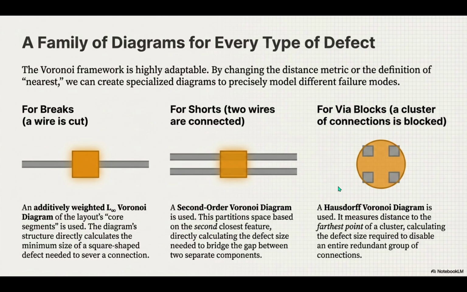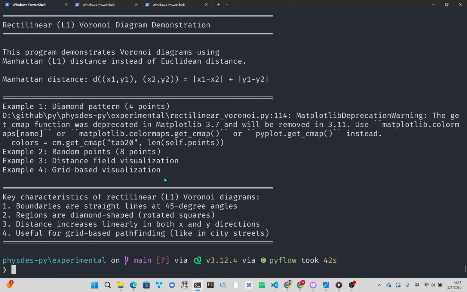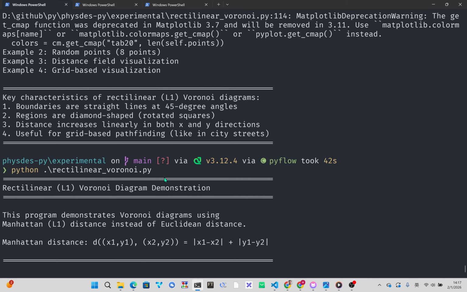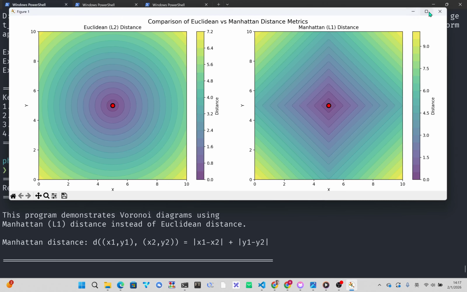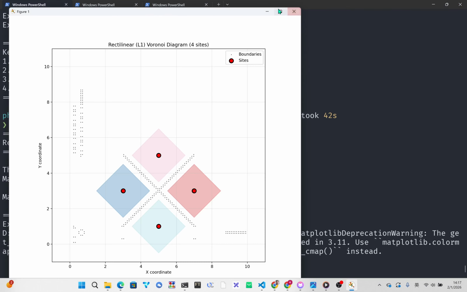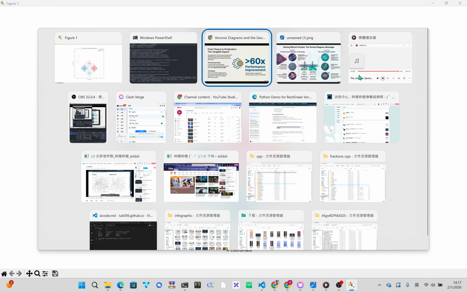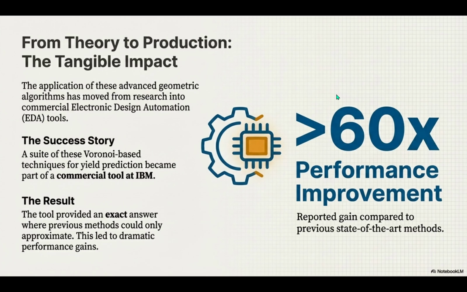When a suite of these Voronoi techniques was built into a commercial tool, the shift from approximation to exact geometry changed everything. What did that mean in practice? It meant that instead of an hour-long simulation giving you a guess, you got a definitive, exact answer in minutes. The reported outcome was a performance improvement of over 60 times. 60 times, a 60x speedup, just by using a better map. Just by aligning the algorithm's math with the chip's physical reality, it's a transformative leap in efficiency driven by pure geometry.